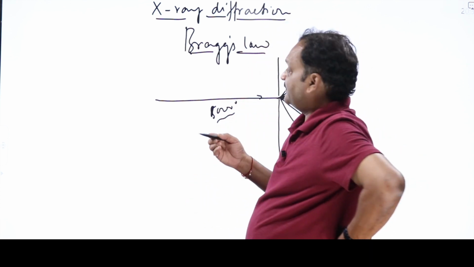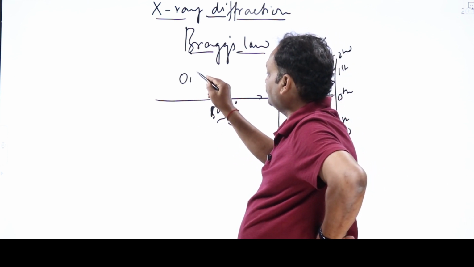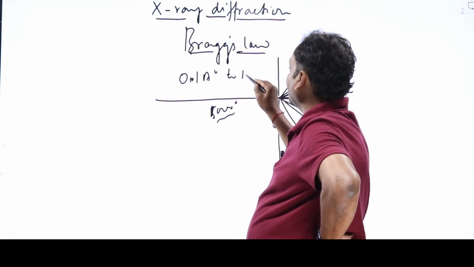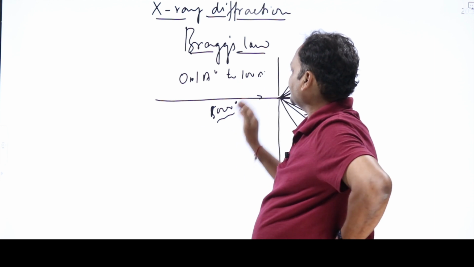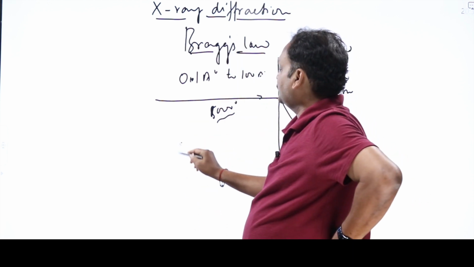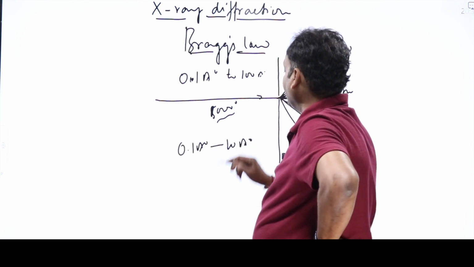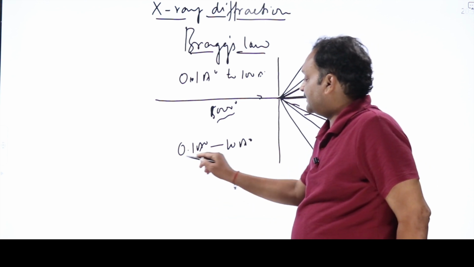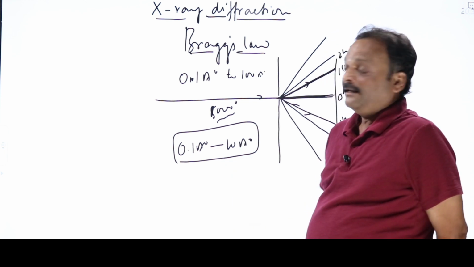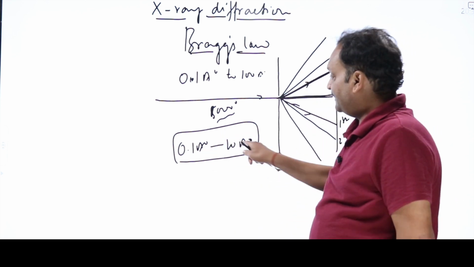We have seen this in the introduction class. X-ray wavelengths are roughly from 0.1 angstroms to about 100 angstroms. Even up to 100 angstroms, they are used in diagnostics, and 200, 300 angstroms as well. Usually in physics we use 0.1 angstroms to roughly about 10 angstroms. Now I want to observe diffraction with X-rays of this wavelength range.